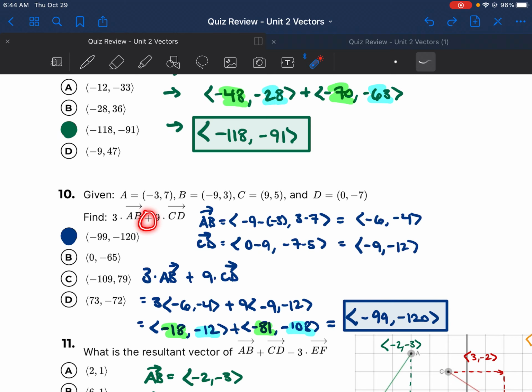Now we're at the point where we can add them. So we just add their components. The horizontal components are here in green. If I add them together, I get negative 99. And our vertical components are here in blue. If I add those together, I get negative 120.